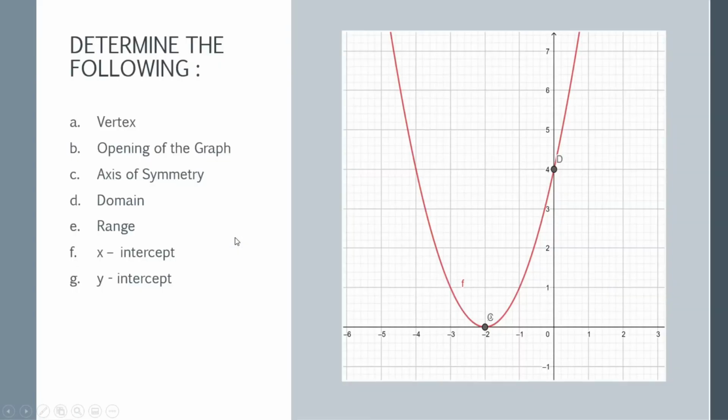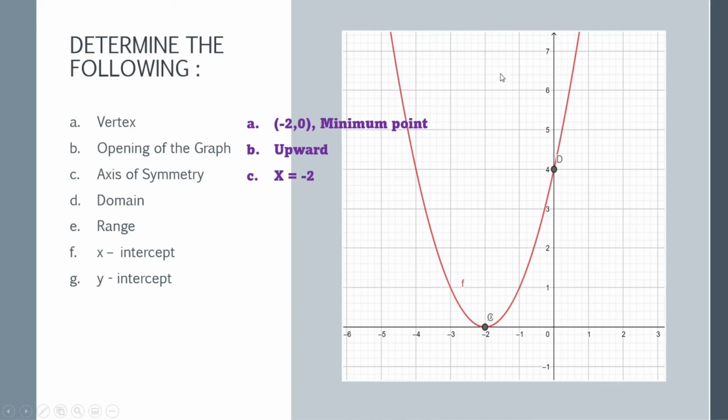Okay. So, another example. So, determine the following. So, using the graph, so identify natin yung vertex. Ano yung vertex natin dito? Ito. Anong coordinate ng vertex? So, negative 2 and 0. It has a minimum point kasi going upward yan. How about the opening of the graph? It's either upward or downward lang naman. So, upward yan. And then the axis of symmetry, negative 2.